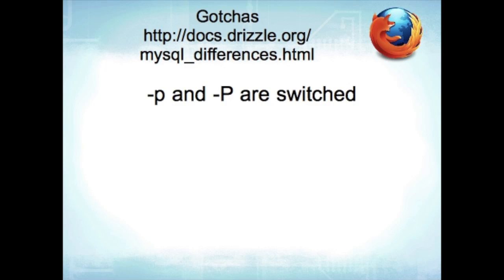Some of the gotchas. Again, we're still on the same web page. I love this. Dash lowercase p and dash capital P are switched. The reason they do this is to remove confusion. Now, I understand that MySQL got it backwards, right? Dash capital P in most things is password and dash lowercase p is port. However, if you've been using MySQL, you're used to it, right? It's not confusing for you anymore. You figured it out once, you got it, right? Because if you put your password as the port and your port as the password, you didn't connect to MySQL.